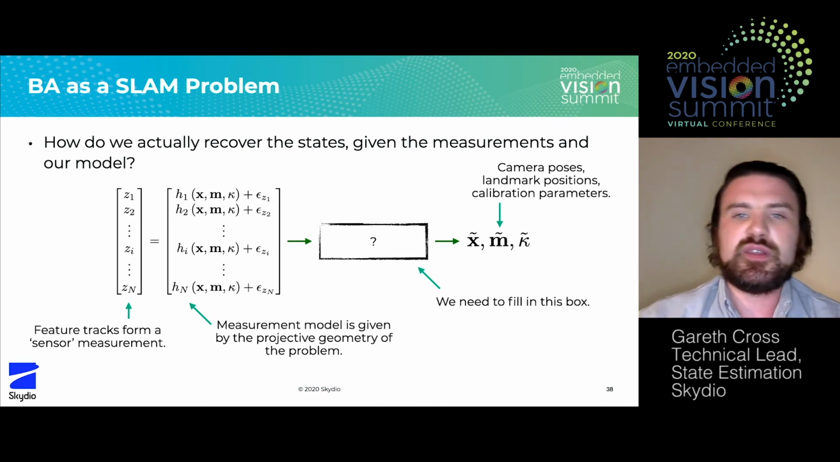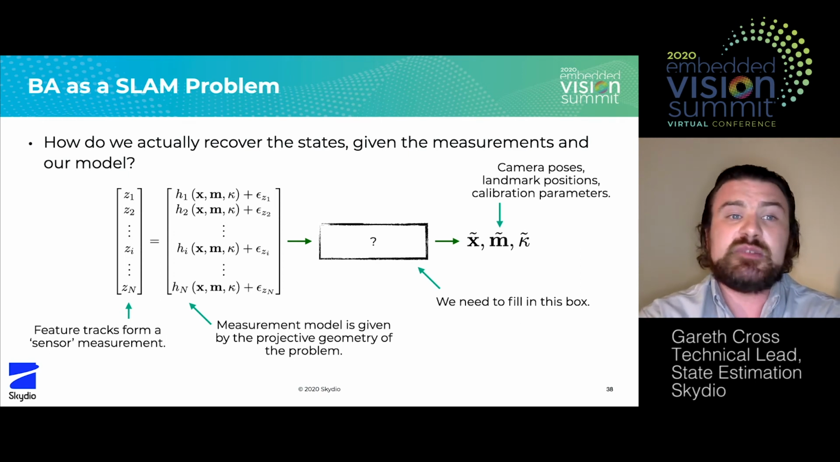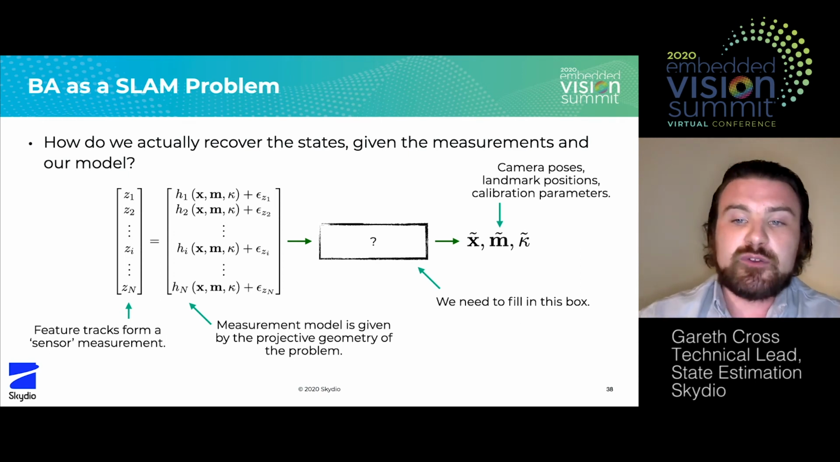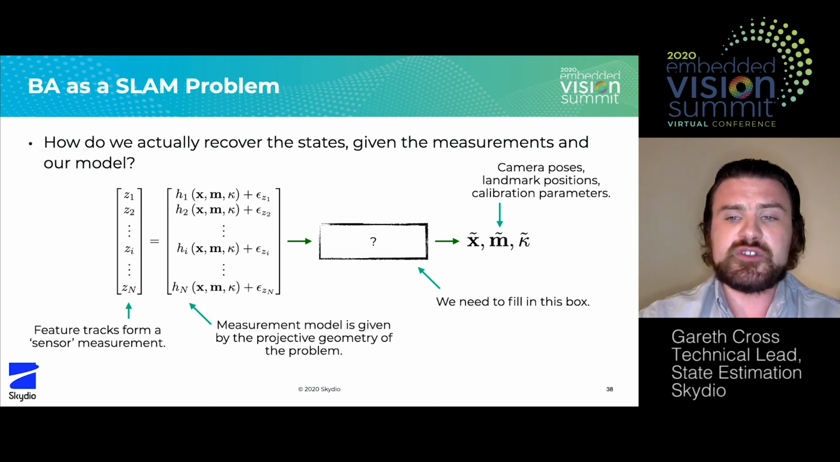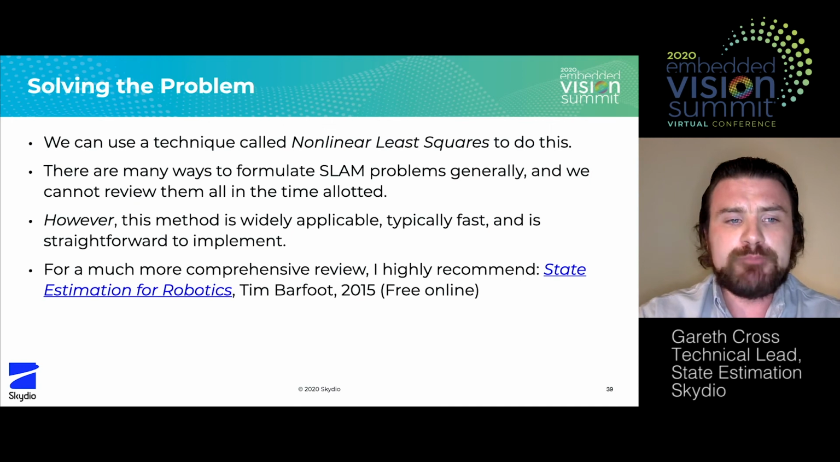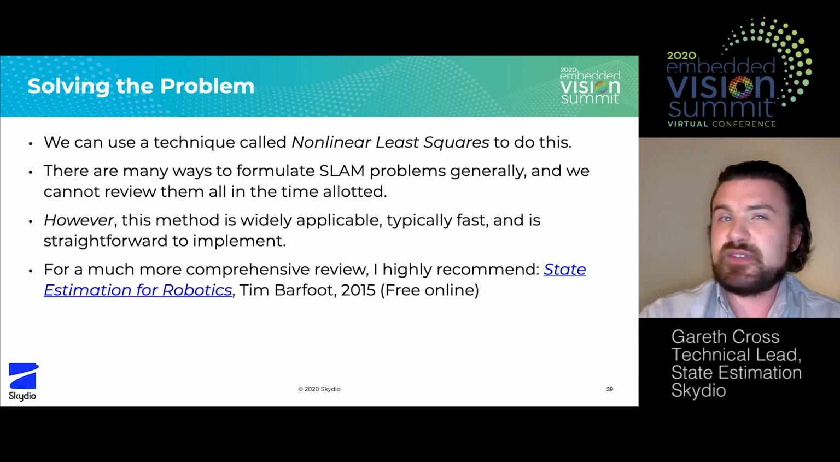So there's different ways of doing this, and it's going to depend somewhat on your problem. For some problems, there may be specific closed-form solutions. Others maybe not. The general technique, which I'm going to introduce, is called nonlinear least squares. There's many ways to do this. Nonlinear least squares is good in that it's general. It can be applied to a lot of different problems. And it's typically fast. It's relatively easy to implement on an embedded system.